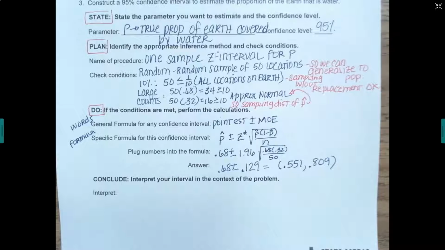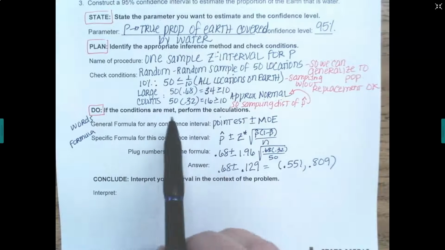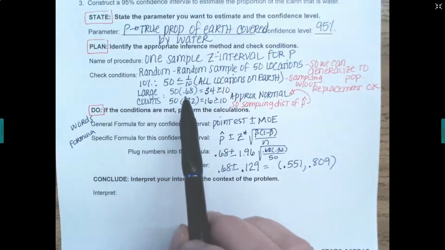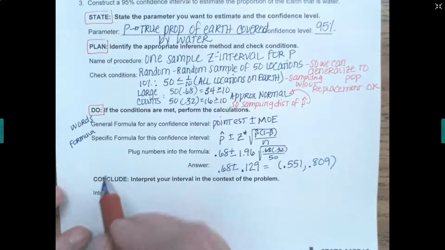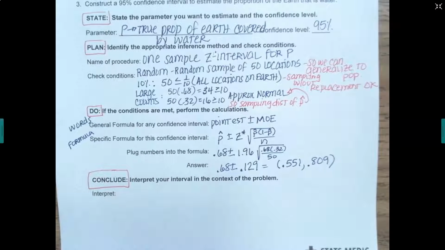All right. So we stated what we're doing here, what we're looking for at our confidence level. We went into our plan, which is what procedure are we using, and we're going to keep building in procedures. Checked our conditions. We did the math and created our confidence interval. And the last step in all of this is to conclude. So that's just where we interpret. And I gave you the interpretation on the first day.